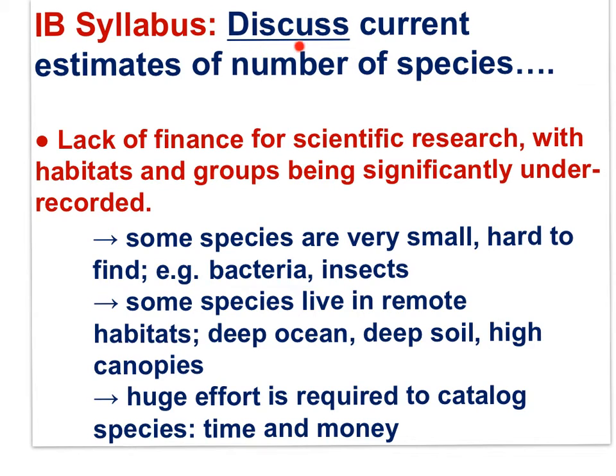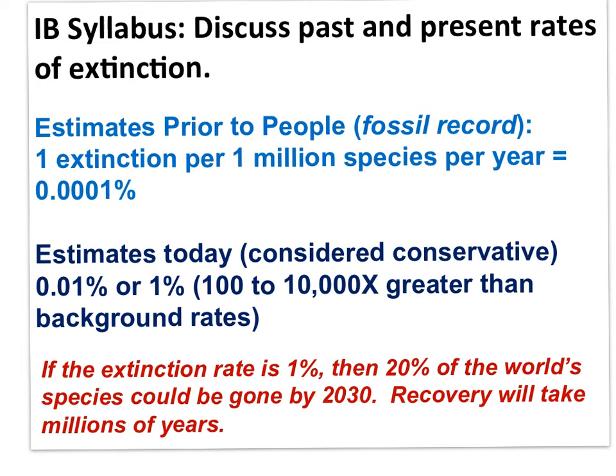Furthering the discussion, our understanding of how many species exist on Earth is further influenced by a lack of finance for scientific research, with habitats and groups of organisms being significantly under-recorded because some species are very small and hard to find. Some species live in remote habitats, deep ocean, deep soil, or high canopies. And it's a huge effort to catalog all the species. Huge quantities of time and money are needed. Now let's shift our attention to extinction.